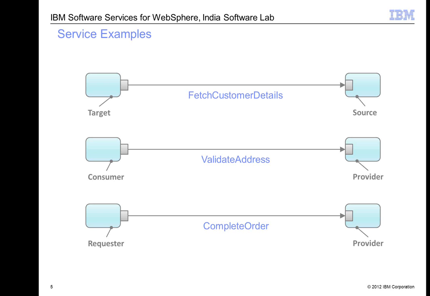Similarly, if you notice on the left side, we have different names. We call them target or consumer or requester. And depending upon the context, these names are applicable. So if the information is needed by an application and it is coming from the source, then that system becomes the target. If you are interested in calling a functionality which is available in the provider, then you are consumer or a requester. Okay. So we will use these terms interchangeably in the next few slides.